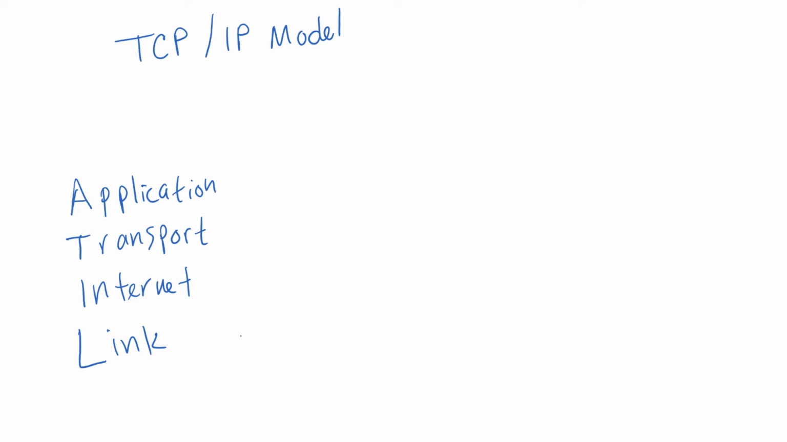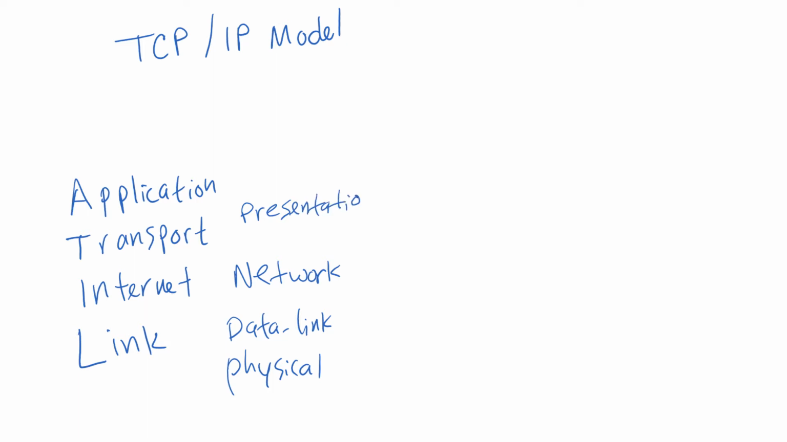So link takes up the physical and the data link parts of the 7-layer model. For example, the internet layer is matched up with the network layer on the 7-layer model. The transport layer is matched up with 3 layers on the 7-layer model, and that is presentation, session, and transport. The application layer is one-to-one with the application layer of the OSI model.